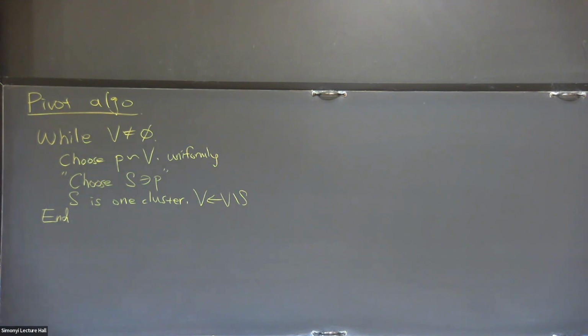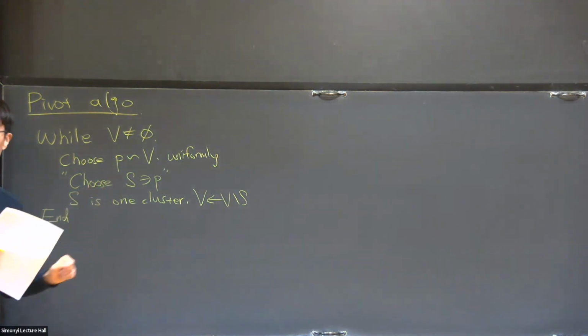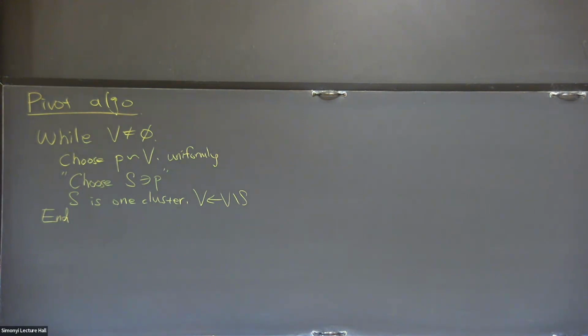That's the whole algorithm. Very simple. But of course, I was kind of vague about how to choose the set containing P. That's where the two algorithms differ.